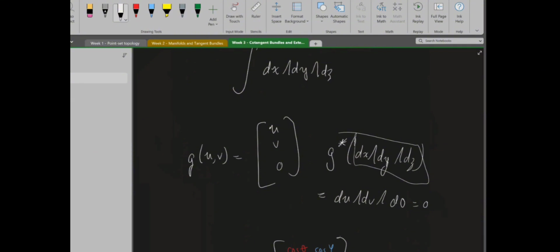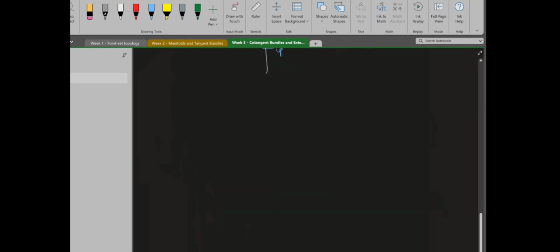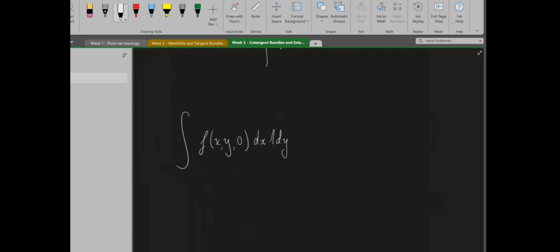Let's see. So you might think of finding a basis for R2 at every point. Namely, it's clear if I wanted to integrate this on the flat plane that has no z component, it's just z equals 0, I'd probably want to do this. This would be the area form that would agree with the volume form in some sense.